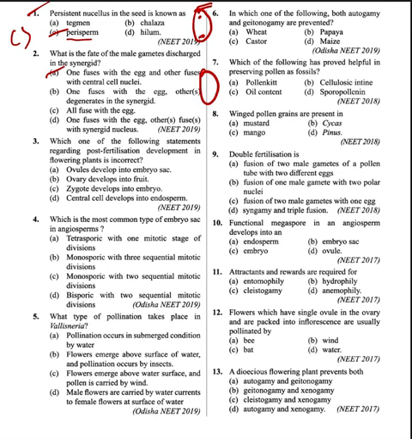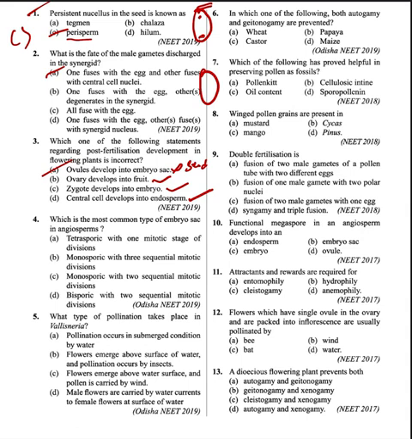Which one of the following statements regarding post-fertilization development in flowering plants is incorrect? I mean, which is the false statement? Ovule develops into embryo sac, ovary develops into fruit, zygote develops into embryo, central cell develops into endosperm. Central cell develops into endosperm, yes, correct. Zygote develops into embryo, correct. Ovary develops into fruit, yes. Ovules develop into embryo sac, no. Ovules develop into seed. So the wrong statement is that ovule develops into embryo sac.